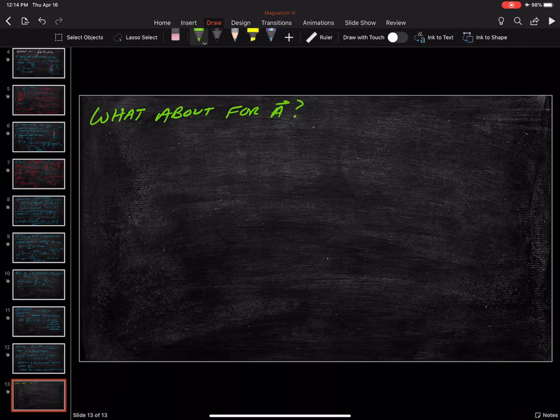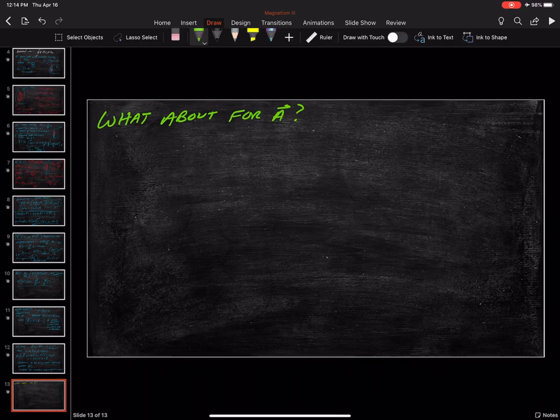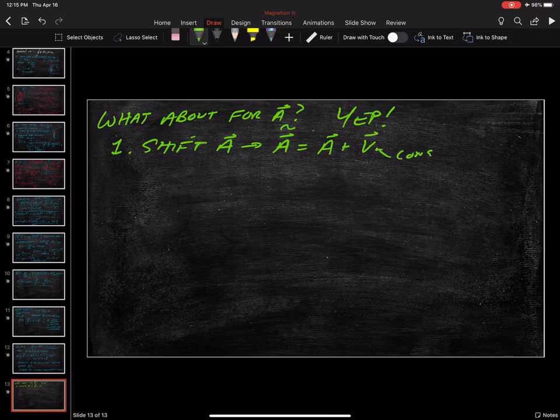Okay? Sure, we can always shift A. Yep. We can do two things. One, shift A goes to some A twiddle. And again, the twiddle just means something different, which is A plus some constant vector, V, which is a constant.